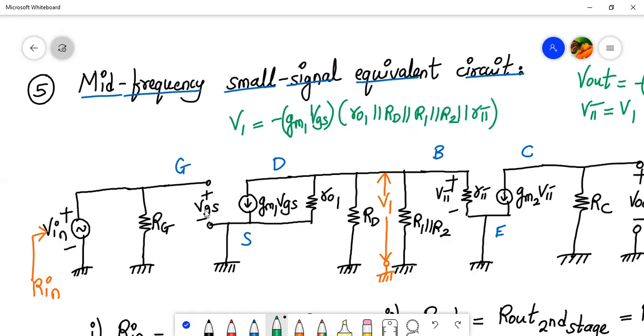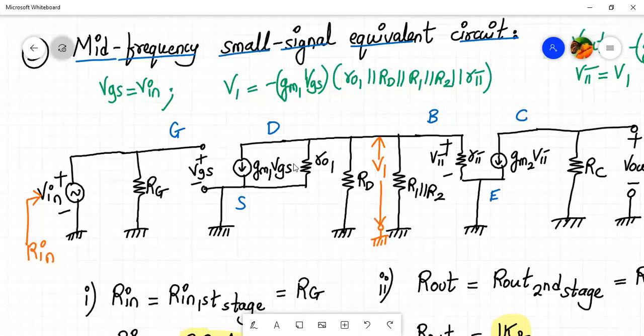And then what is VGS? VGS is the same as V in, right? So what is the voltage gain now? V1 upon V in will be minus gm1 into RO1 parallel to RD, parallel to R1, parallel to R2, parallel to R pi, right? So we got the formula for AV1 and AV2.